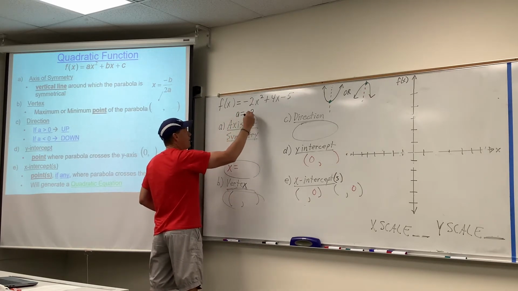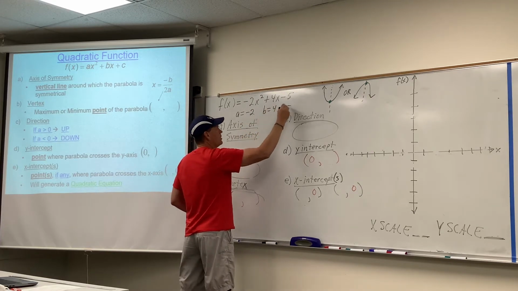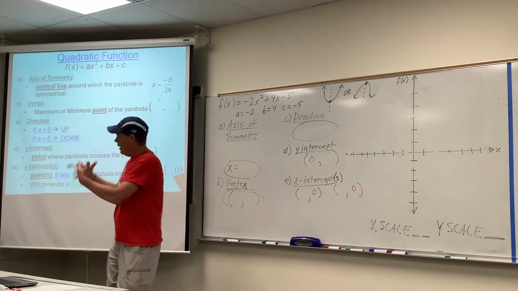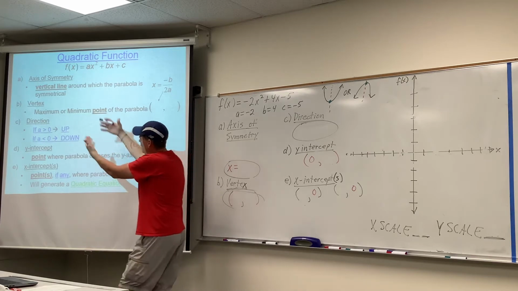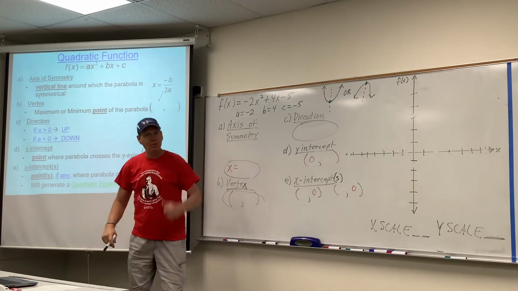We can identify the fact that a is -2, b is equal to 4, and c equals -5. All right, so ABC. We're just going right through the cookbook here, and we'll find these parts to the parabola, and as we find them, we'll put them on the graph.